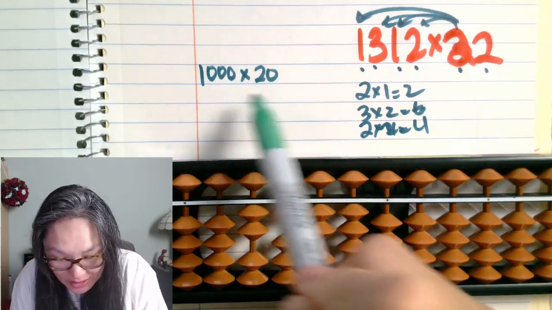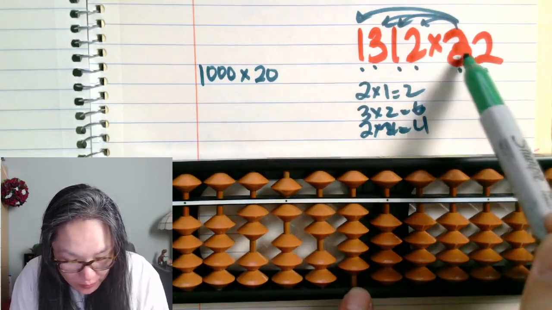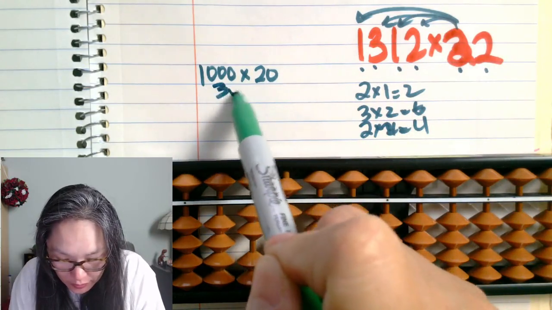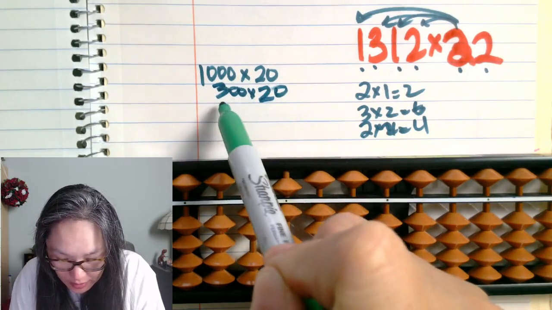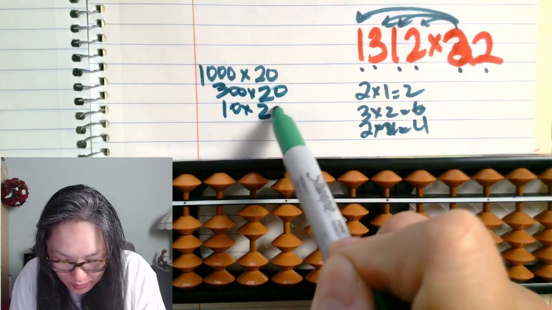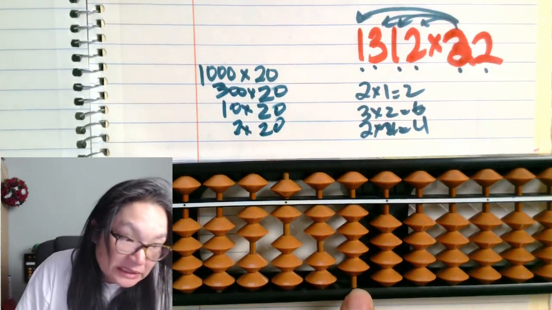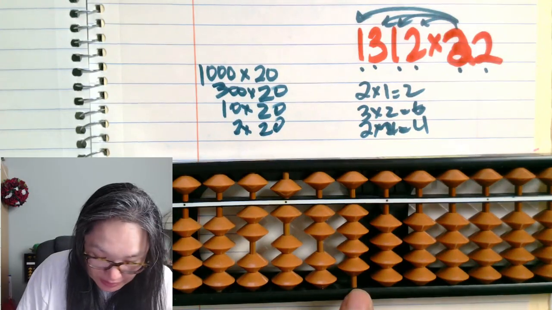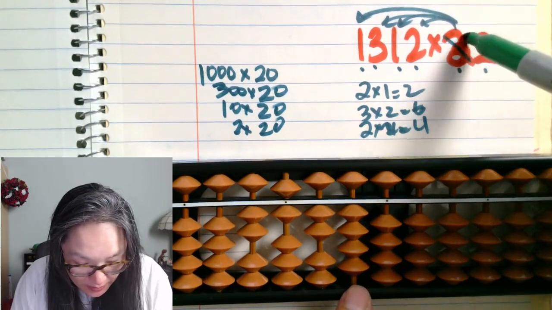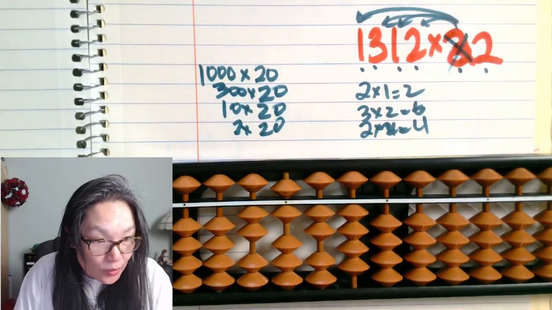So again, this gets really unruly, because we have so many digits, we would have to do 300 times 20, and then 10 times 20, and then 2 times 20. That's really complicated. Okay, anyways. So back to abacus. We're done with that one. We've got to reassess.